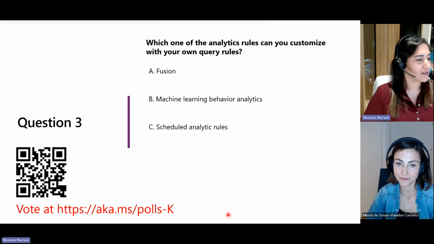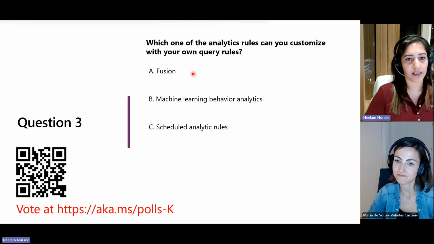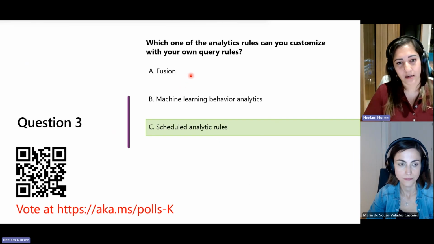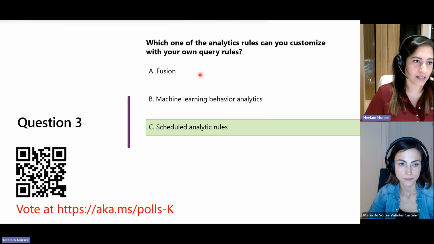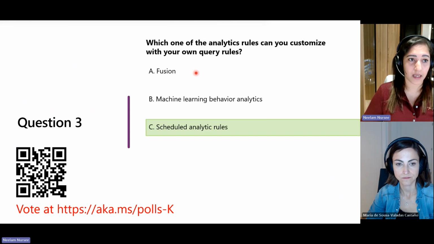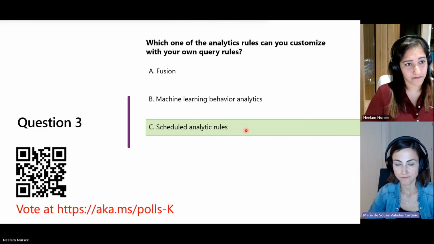Okay, I think we can reveal. I see a lot of people voting for A, but this is not right. The correct answer is C, and most of the votes were on C. Very good. The reason A is not correct is because Fusion cannot be customized. It has very low customizable capabilities. And the one with the highest customization you can do is scheduled analytics, right? Indeed.